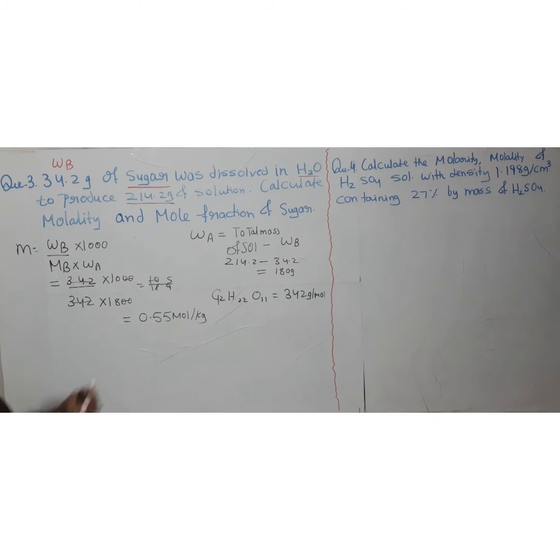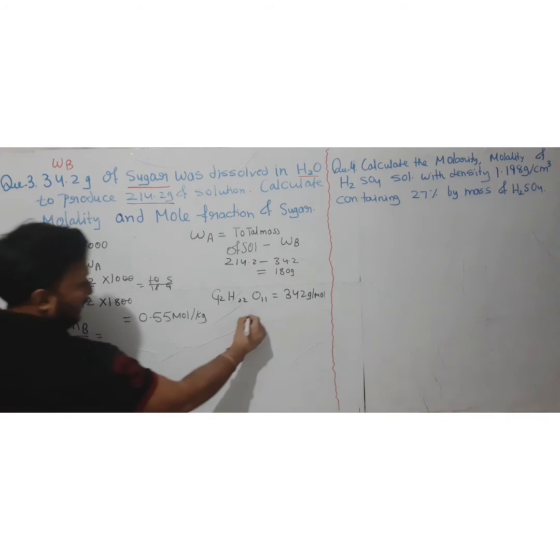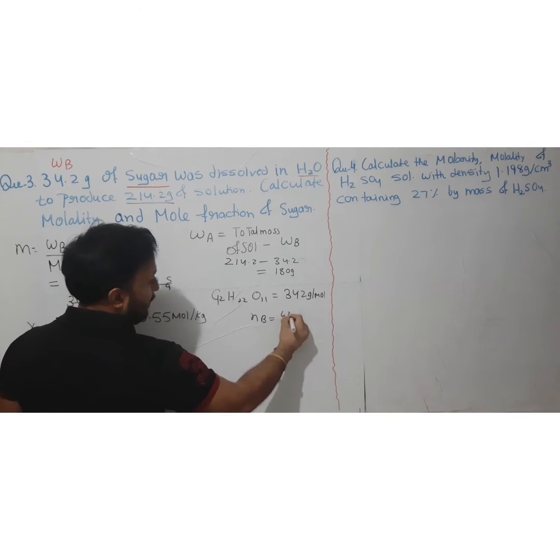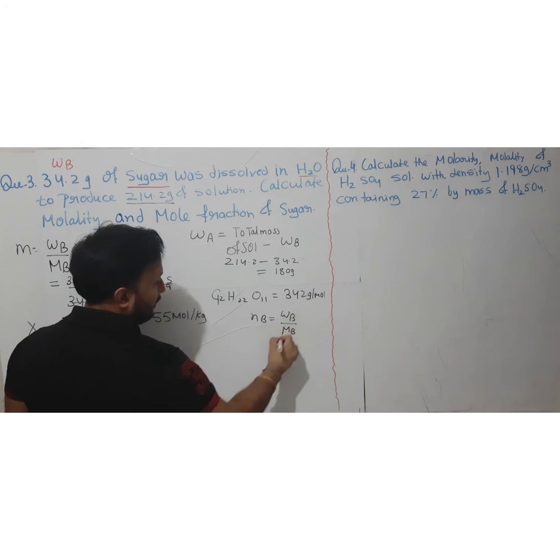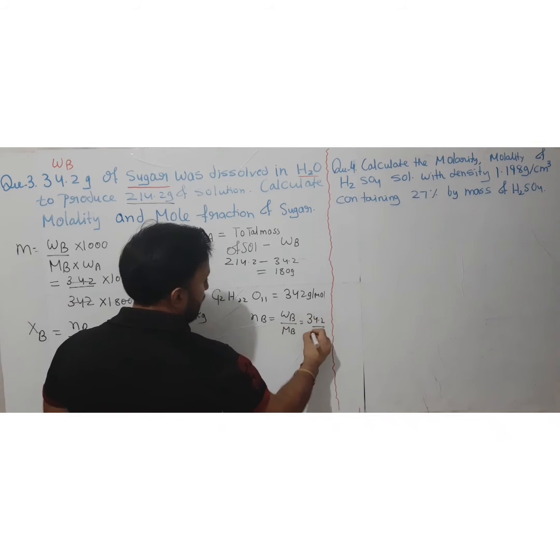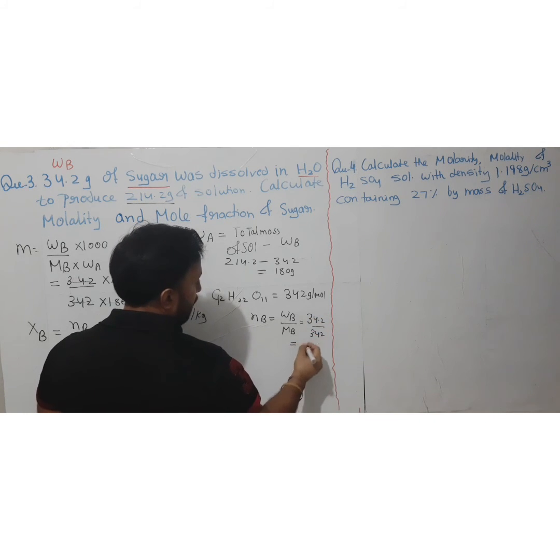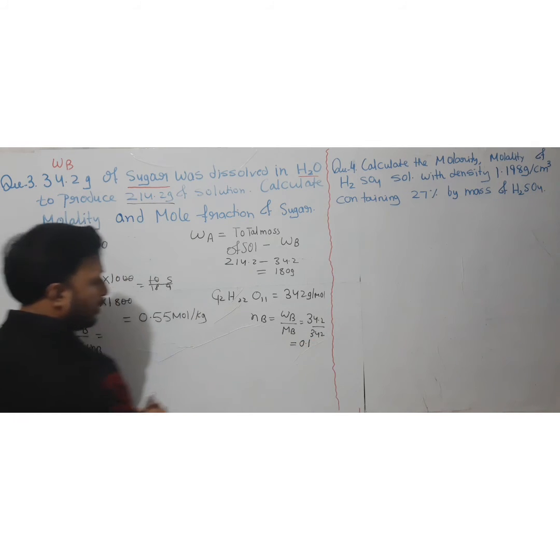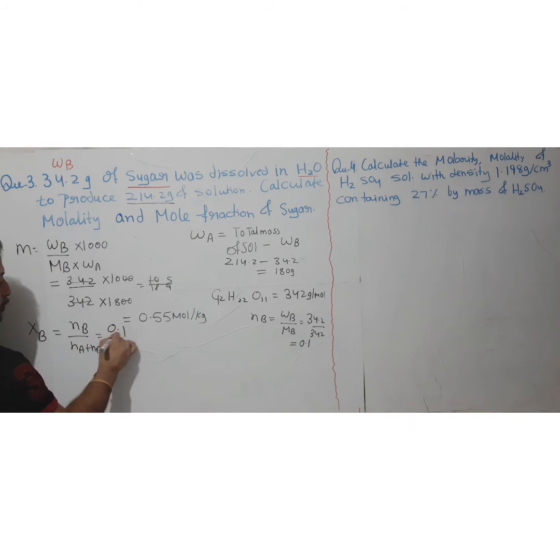Now we have to calculate another thing, that is the mole fraction of the sugar. If you remember the formula, XB we have to calculate, as they are asking about the mole fraction of solute. So that will be equivalent to NB upon NA plus NB. That is, you have to calculate the number of moles. I am writing it separately here. It will be equivalent to the given mass of solute divided by the molar mass. The given mass of the solute is 34.2, and the molar mass is 342, so it will be coming 0.1. So the number of moles of solute is 0.1.